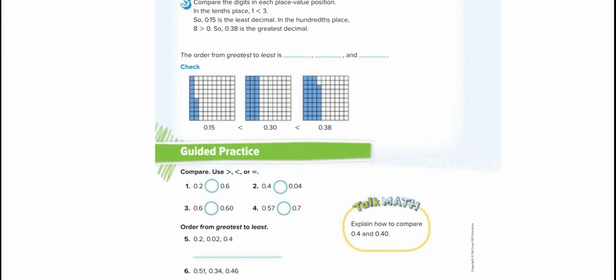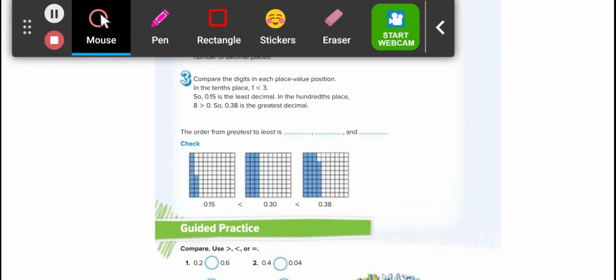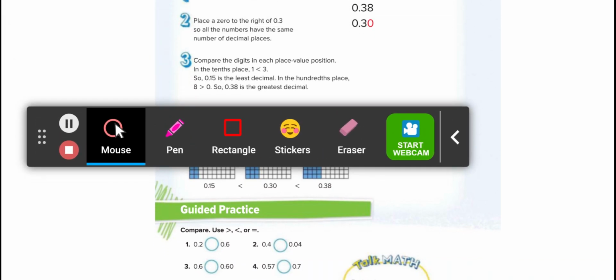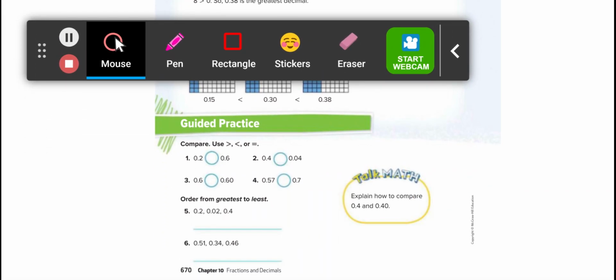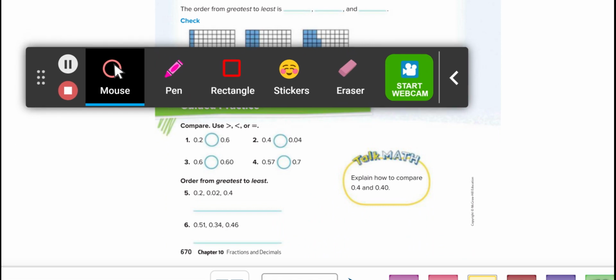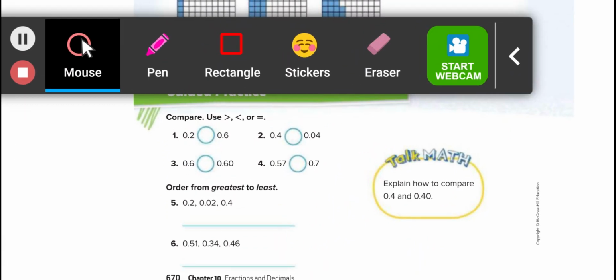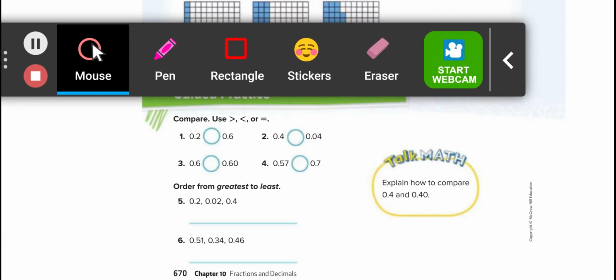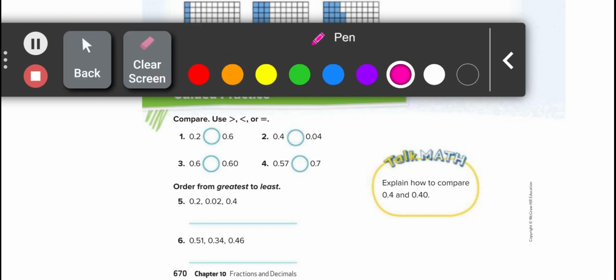So let me scroll down to here. And let's practice comparing these. Now, I don't make you stack these unless you start missing a lot of them. But you do have to do what I call the finger test, which you can't see my fingers, so I'm going to have to show you with my dots.